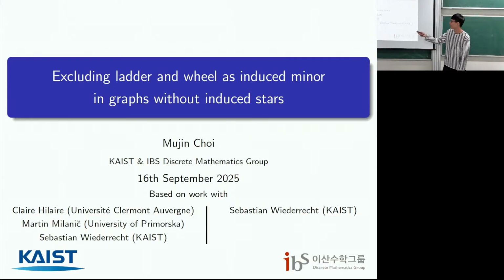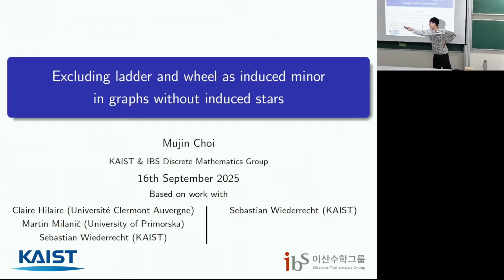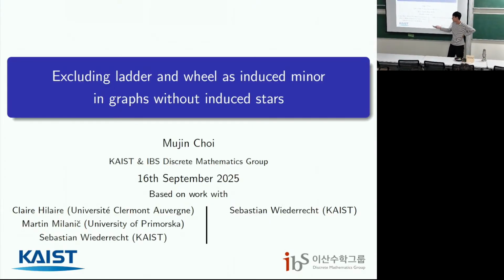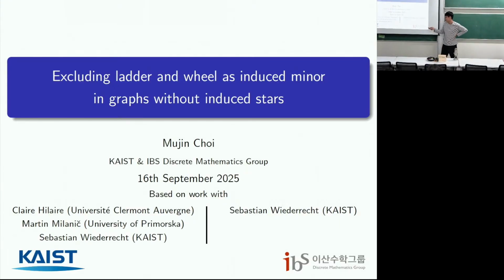So today I will talk about excluding letter and wheel as an induced minor in graphs with a large star as an induced subgraph. This is based on two papers. The first one was accepted at WG this year. It's based on work with Claire Hilaire, who's in France now, Milanič, who's a professor at University of Primorska, and Sebastian Wiederrecht, who's there. And the second paper is with Sebastian. Okay.